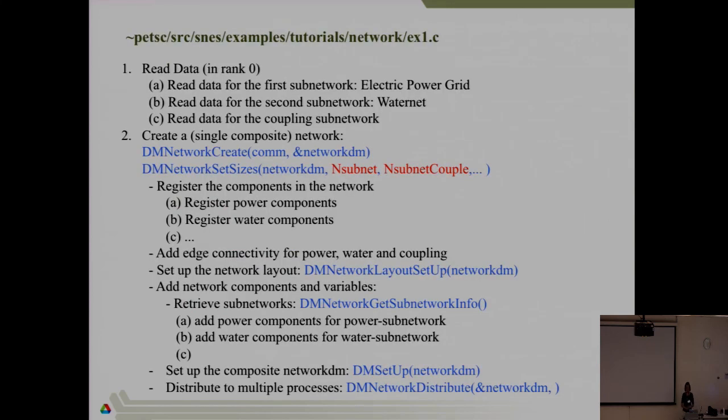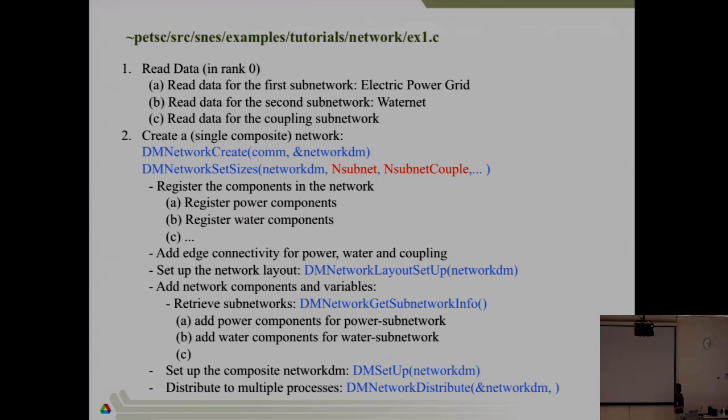And right now, we already kind of implemented the network or sub-networks. So this is an example in the PETSc library, which is simulated. It's small, just for example. So there are two networks. One is called the power network. The other is water. And then I'll show you how we put the two together.